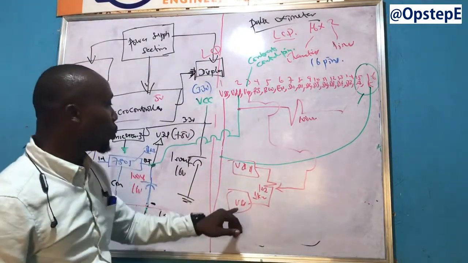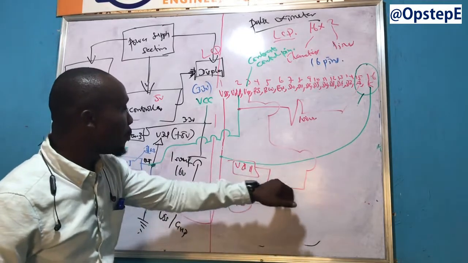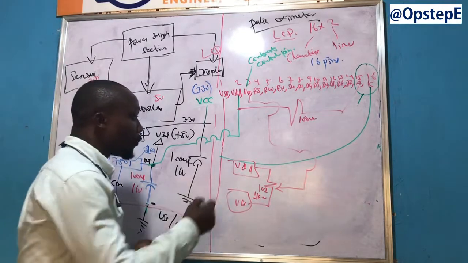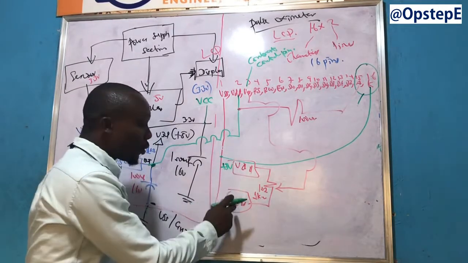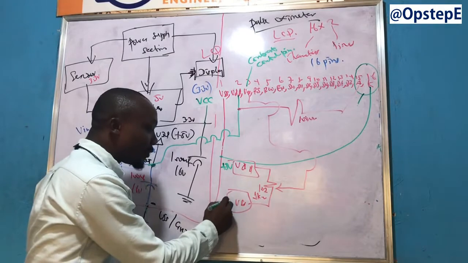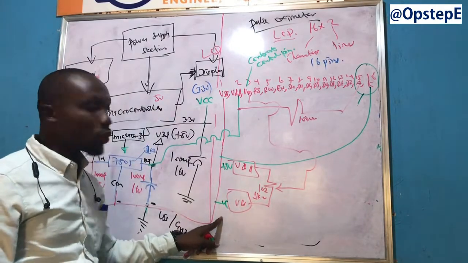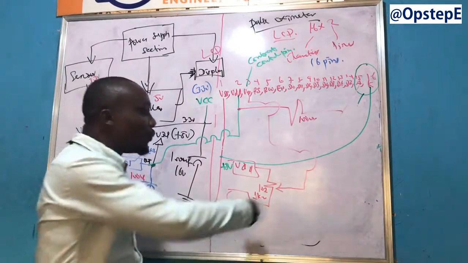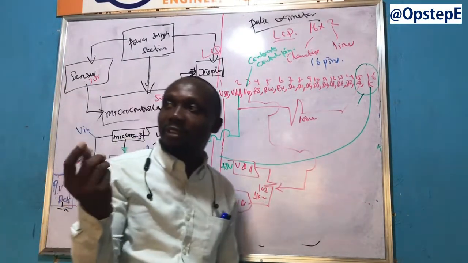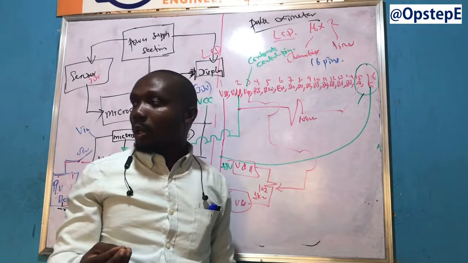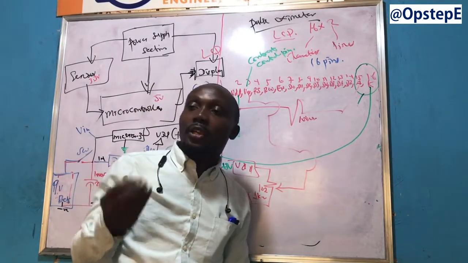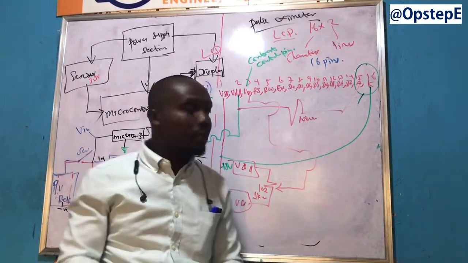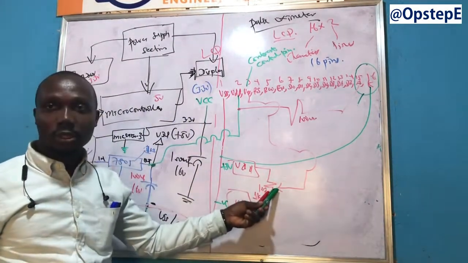Are you following? So the variable resistor will be across your VDD and VSS. Don't forget your VDD is your plus 5 volt supply. Your VSS is the negative of your supply. So the resistor is going to be across it, such that as you vary this, you can see the response on the screen. The response will tell if you are satisfied with how bright or how dim it is. That is what this variable resistor is.